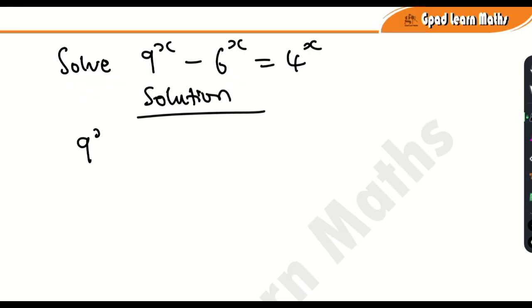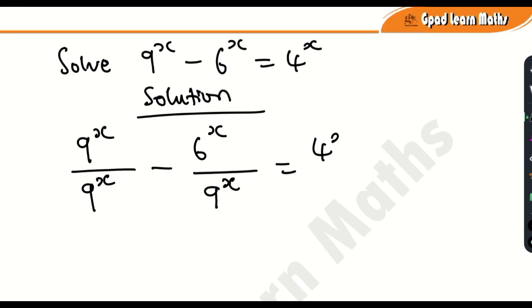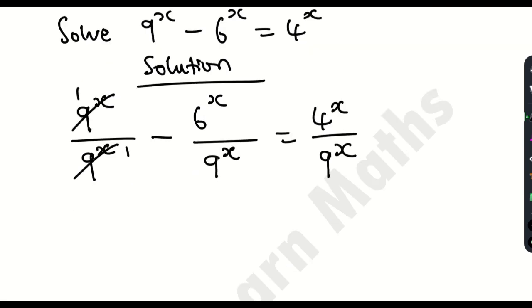So we have 9 raised to the power of x over 9 raised to the power of x, minus 6 raised to the power of x over the same 9 raised to the power of x, is equal to 4 raised to the power of x over 9 raised to the power of x. 9 raised to the power of x divided by 9 raised to the power of x is 1. Good. So I can write 1 minus 6 over 9, all raised to the power of x.